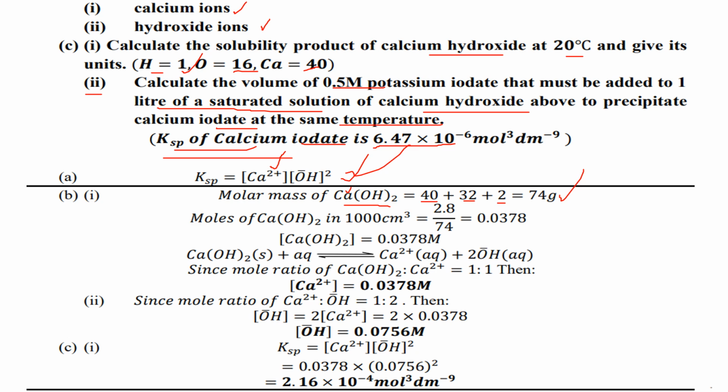Now to get moles, we take the given mass, which was given in terms of grams per liter, and divide it by 74, which is our molar mass, and we are going to end up with 0.0378 moles, and that's going to be your concentration or solubility.